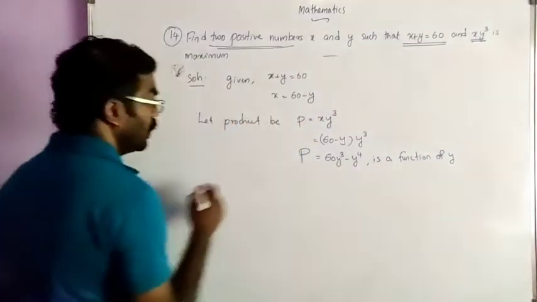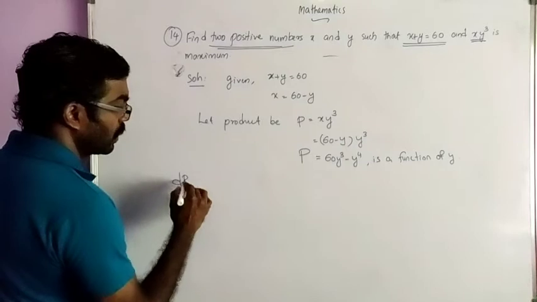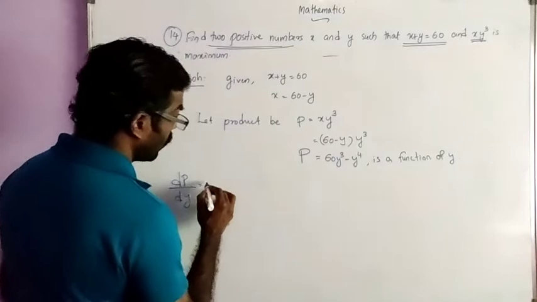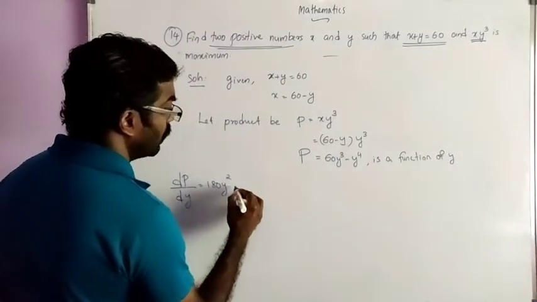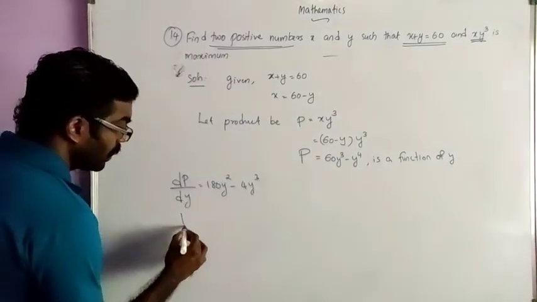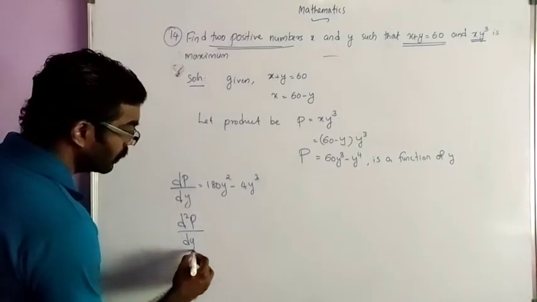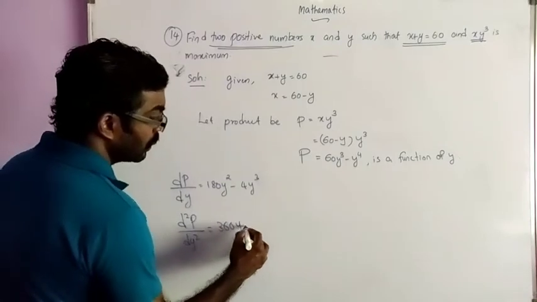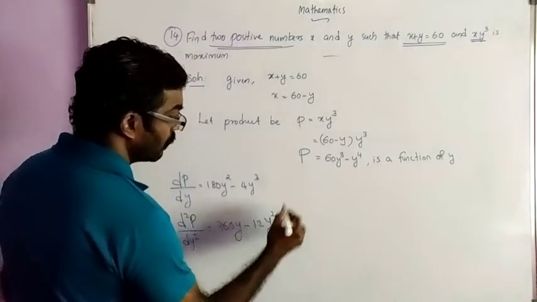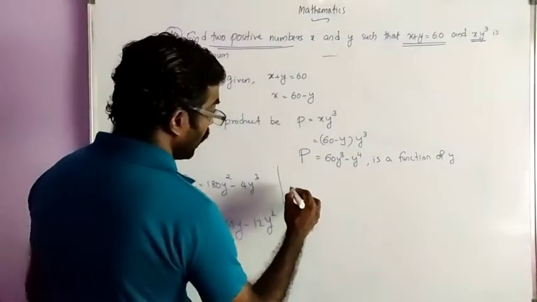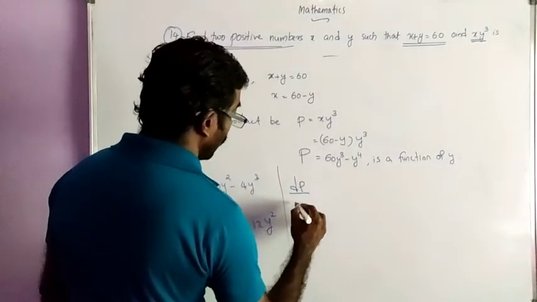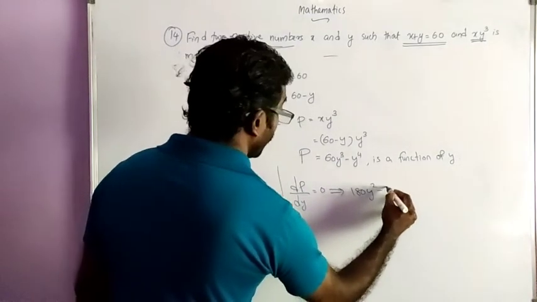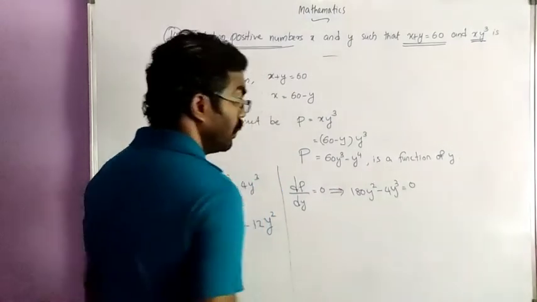Now we can find the first order derivative and the second order derivative. dp by dy is equal to 60 into 3y square, it is 180 y square, then minus 4y cube. Then the second order derivative d square p by dy square is equal to 180 into 2, 360y, then minus 12y square. Now to find the critical point, we have to equate the first order derivative to 0. dp by dy is equal to 0 implies 180 y square minus 4 y cube is equal to 0.